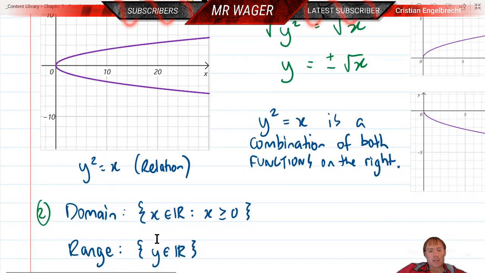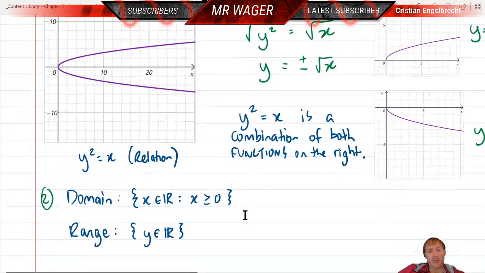The range is, there's no limitation for the y values. The y values go on and on forever, infinitely upwards, and they go infinitely downwards in the negative direction as well. So if we were to zoom out on this particular relation graph, it will go forever upwards and forever downwards. So the range for this relation is y belongs to any real number, can be any real value.